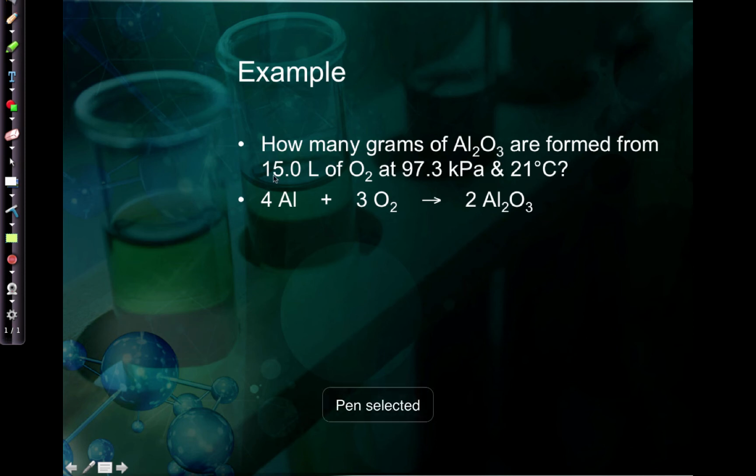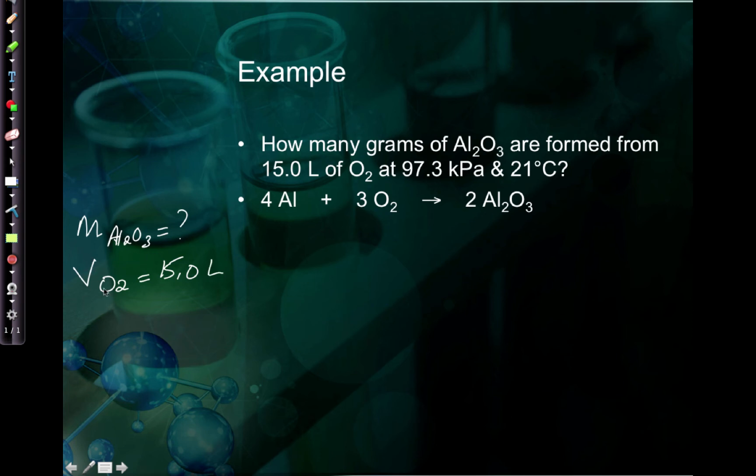All right, so let's pull the information out. I'm looking for grams, so I'm looking at mass of Al2O3. I was given volume of O2, that was 15 liters. And see, this is how you know stoichiometry is involved. I was given an amount of O2. I'm looking for an amount of a different substance. So I have to use stoichiometry somewhere in here. It also tells me that my pressure is 97.3 kilopascals. And my temperature is 21 degrees Celsius.